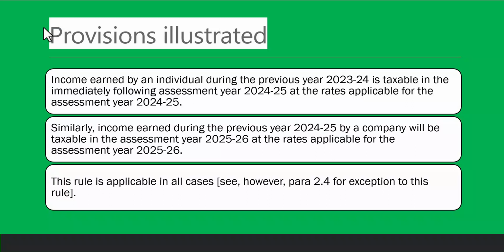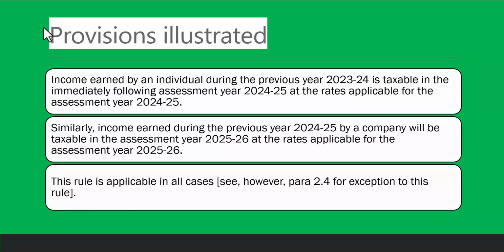I think the provision has been well illustrated. So, is there any doubt here? What is written? If an individual earns income during the previous year 2023-24, his income is going to be taxed and assessed in the year 2024-25 at the rates which have been given for the assessment year 2024-25 by the Finance Act. And the rate of 2024-25 will be given in the budget of FY25 only.